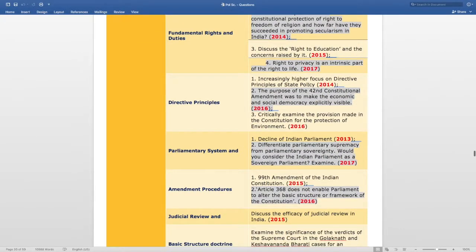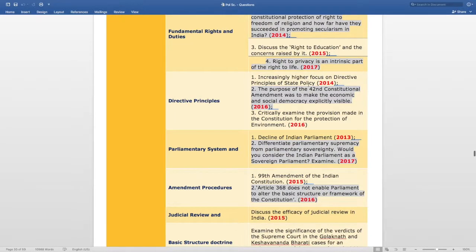The next question is: discuss the right to education and the concerns raised by it. This is asked in 2015. The next question from fundamental rights and duties is: right to privacy is an intrinsic part of the right to life. This is asked in 2017.